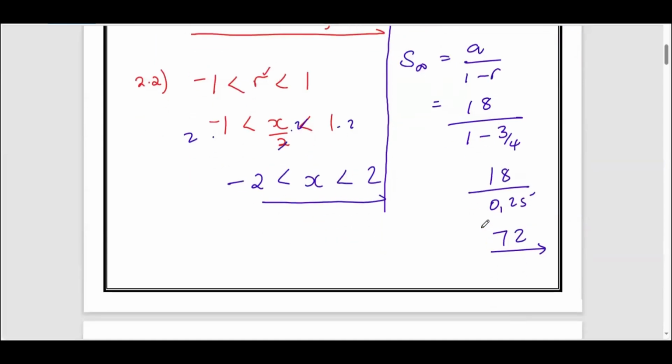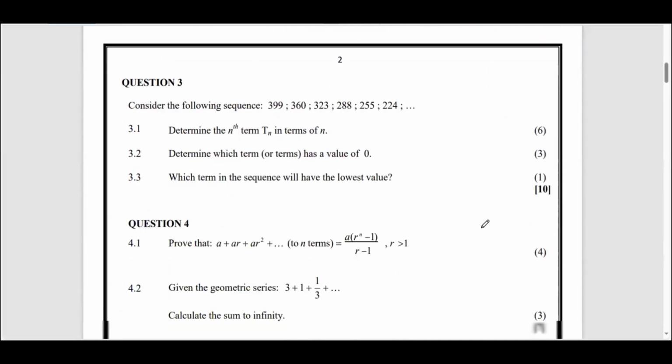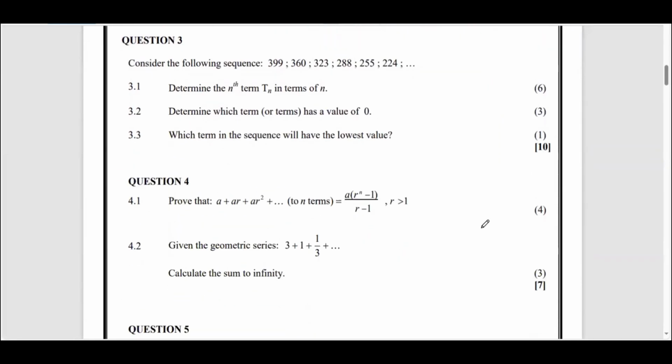All right, let's go to the next question, which is question number 3 and 4. Feel free to pause a bit and attempt the question before we compare the solutions. Okay, so question number 3, they're telling us to consider the following sequence: 399, 360, 323, 288, 255, 224. And then they want us to determine the nth term.